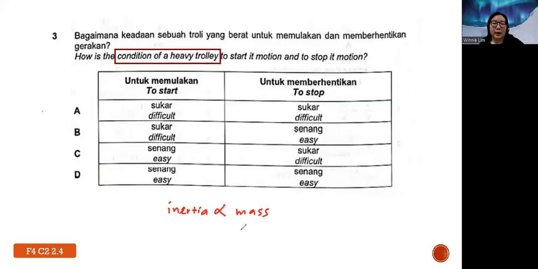So if the object is heavier, it is very hard to move, difficult to move. At the same time, if you want to stop an object which is moving, imagine a heavy ball that has started to move. When it is in the state of moving, it has the tendency to keep on moving. If you want to stop that heavy ball, is it easy or difficult? It will be difficult as well, right? So therefore, your answer will be A.